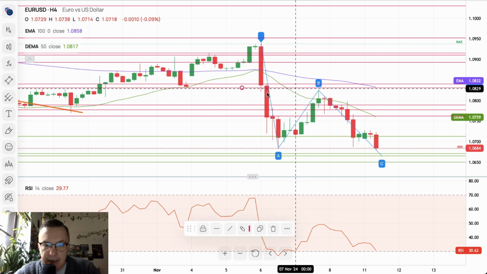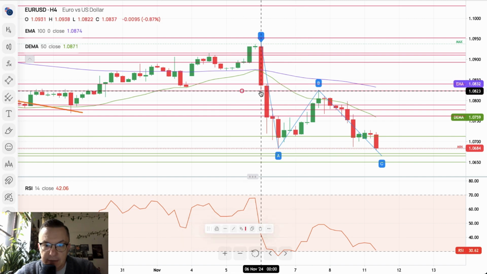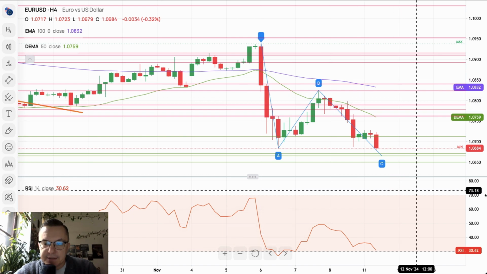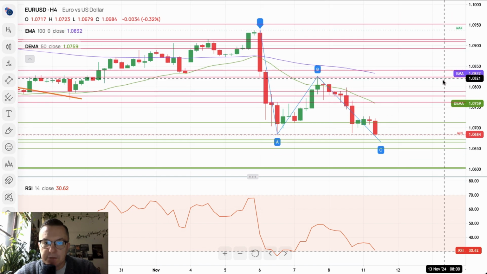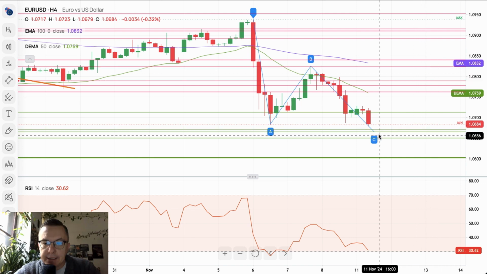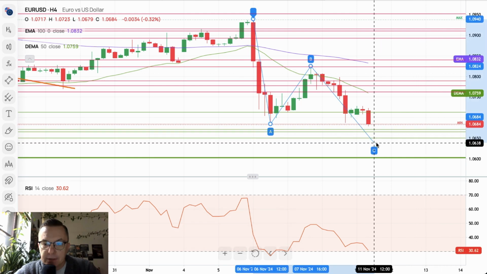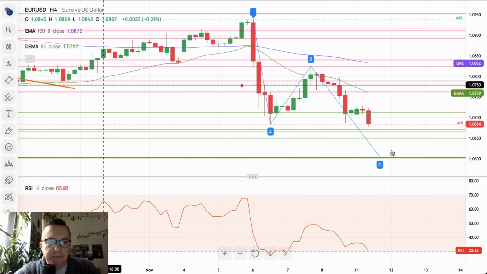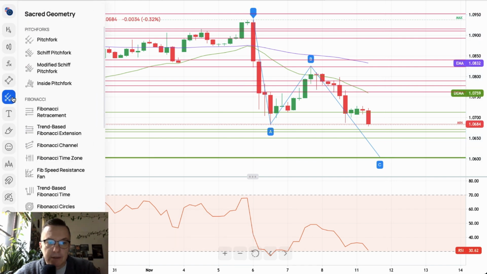However, we don't see any kind of technical resistance. Maybe the low of this candle might be a little bit better technical resistance for the bulls. So now what do we do here? We would likely see another extension to the downside, possibly towards the levels of 1.0672, 1.0665, 1.0650. Ultimately, we can see even the level of 1.06. This might be the next target for the bears.